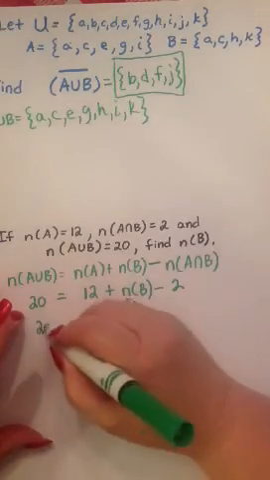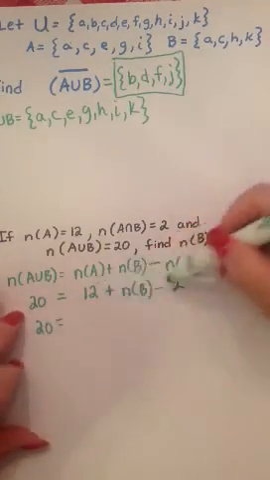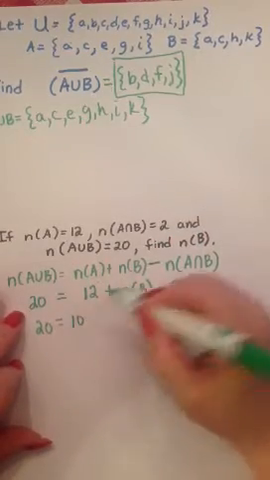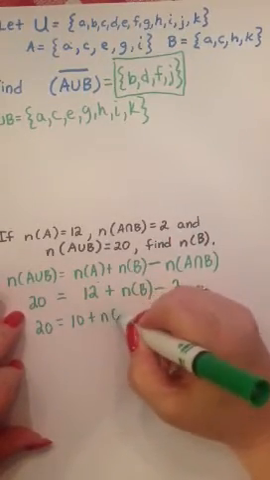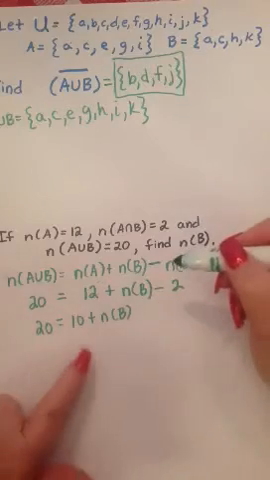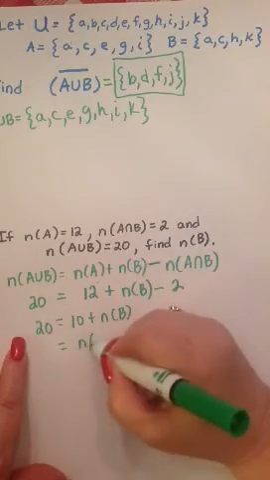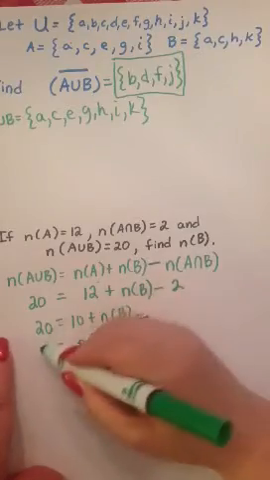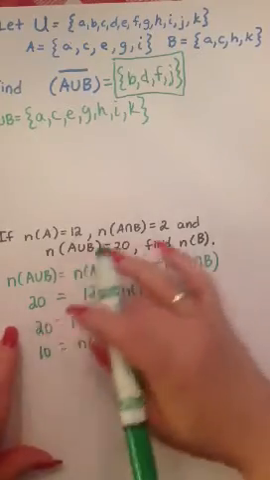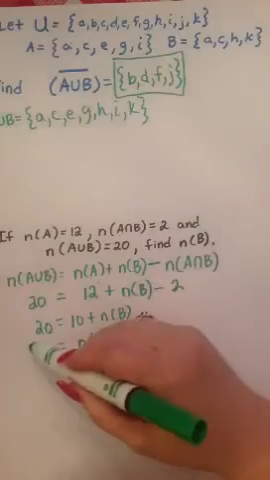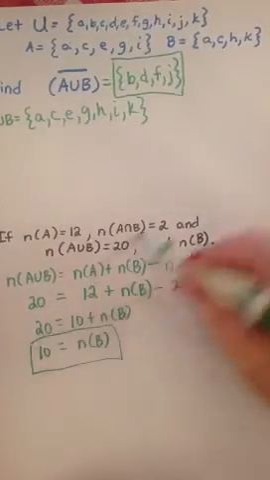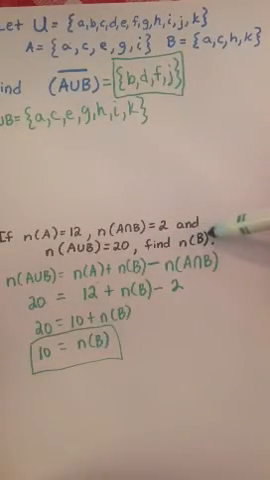So this would be 20 is equal to 12 minus 2 is 10, plus the number of elements in B. Then you subtract 10 from both sides, so then you get the number of elements in B comes out to be 10, because you subtract 10 from both sides here, and that is your answer, because that's all they asked me for is find the number of elements in set B.